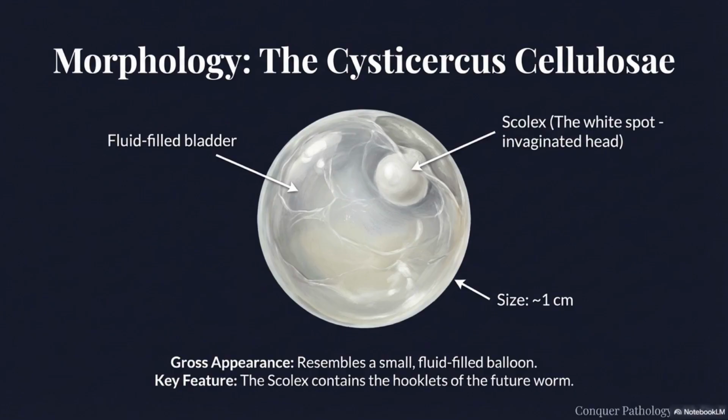What does the lesion look like? We call it Cysticercus cellulosae. Grossly, it is a small, fluid-filled cyst, about 1 centimeter in size. Inside you see a tiny white spot that is the invaginated scolex, the head of the worm waiting to pop out.